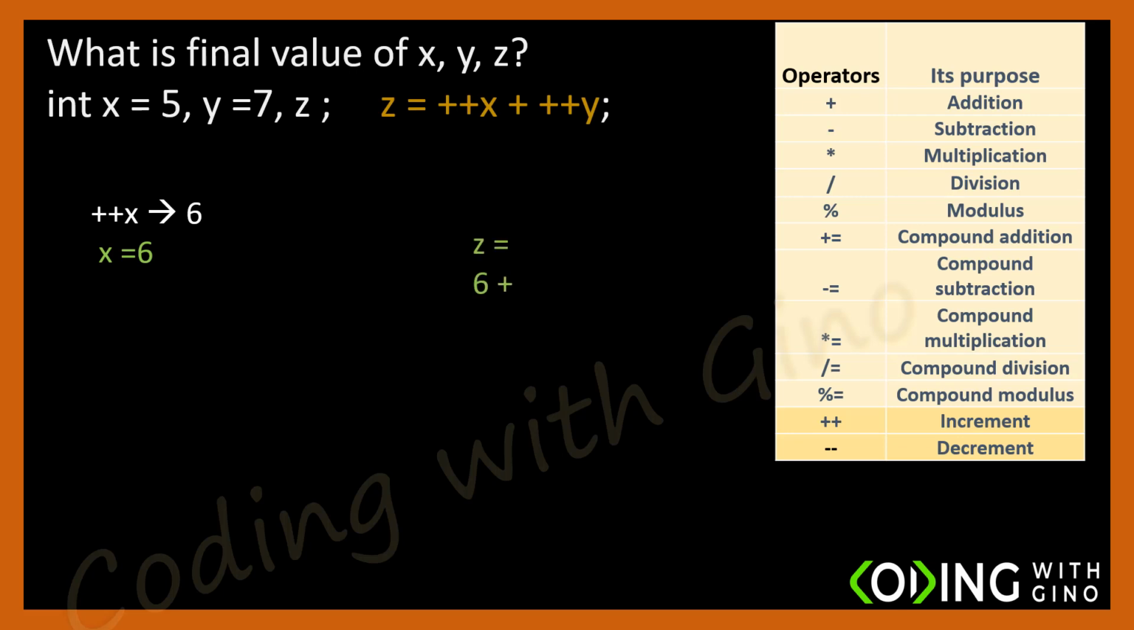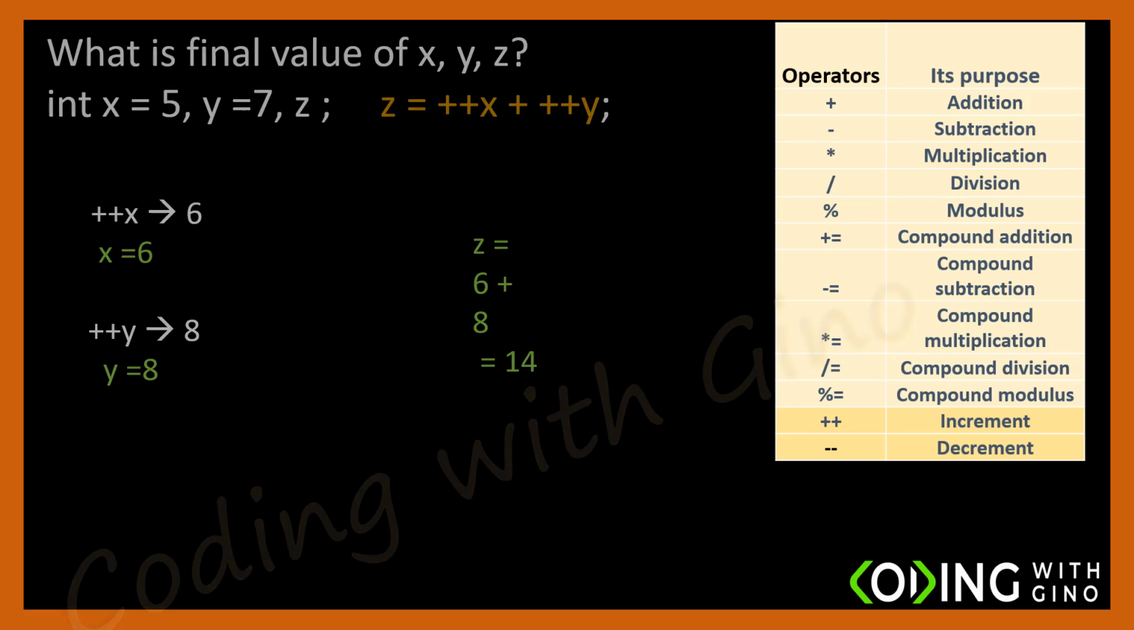z = 6 + something. In the same way, ++y is 8. So, value consumed is 8, and value of y is also 8. ++y will thus be replaced by 8. So the equation here becomes z = 6 + 8, which is 14, and final values are x = 6, y = 8, z = 14.